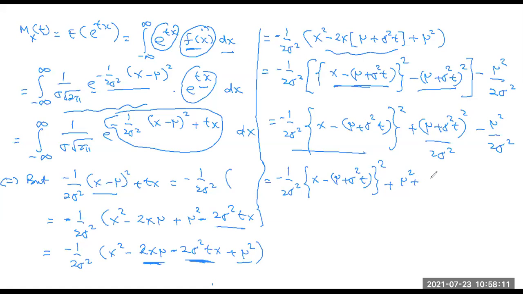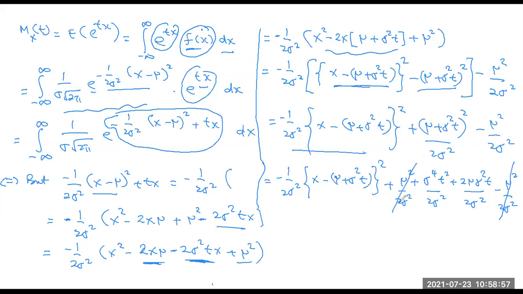So mu squared plus, let's also expand the last term. You have sigma power 4 t squared, plus 2 mu, you multiply these two together, then multiply by 2, so 2 mu sigma squared t. And every term here is over the common denominator 2 sigma squared. So minus mu squared by 2 sigma squared. So the last term here cancels with this one.